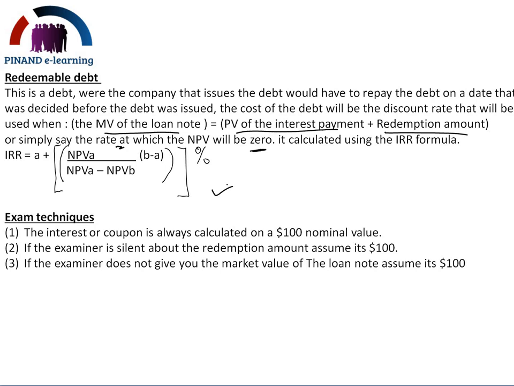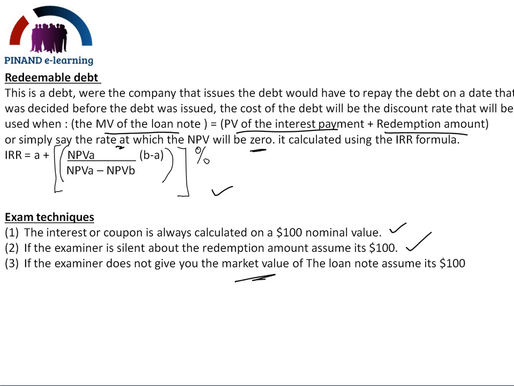Now what is the exam technique or the exam approach to this kind of question? Number one, the interest or coupon is always calculated on $100 nominal value. We've said that before. The I, which is the interest, is always calculated on $100 value. Number two, if the examiner is silent about the redemption amount, assume it is what? $100. If the examiner did not tell you how much the loan will be redeemed at, assume it to be $100.